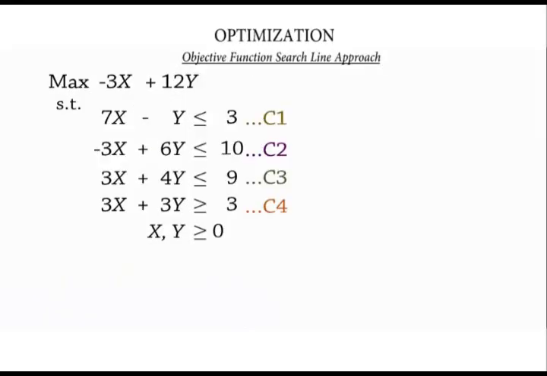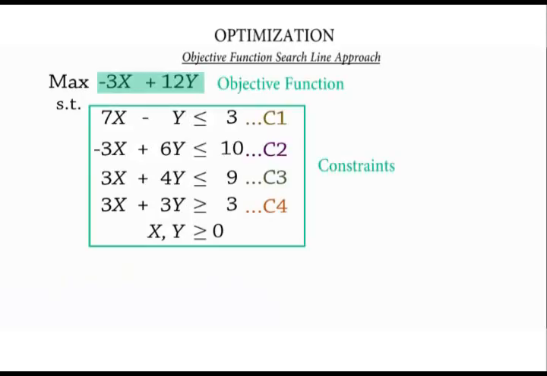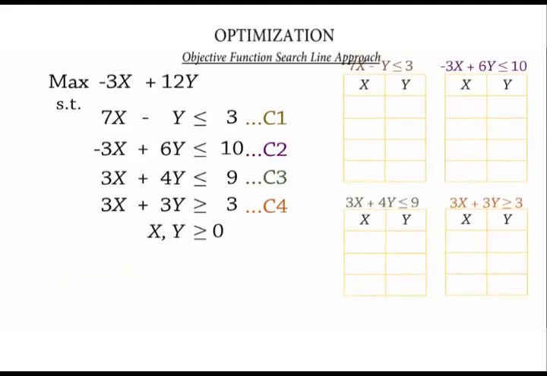One last example. In this example, we will solve this maximization problem using the search line approach. This is the objective function and these are the constraints. We start by finding points on the line satisfying each of the constraints.